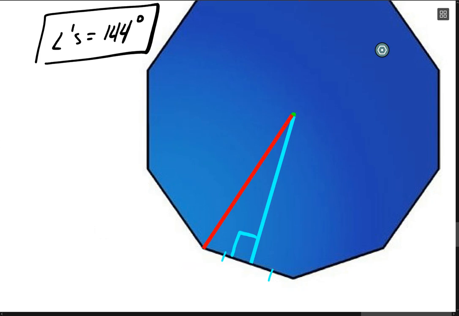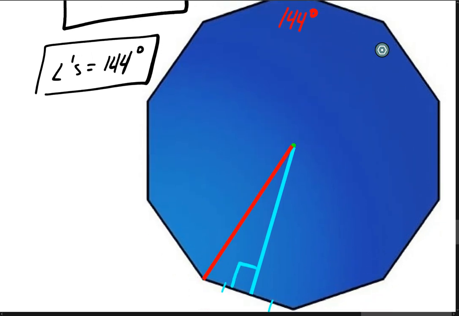What's crazy is we haven't even done an area yet. We're almost out of time, right? So that would be 72.